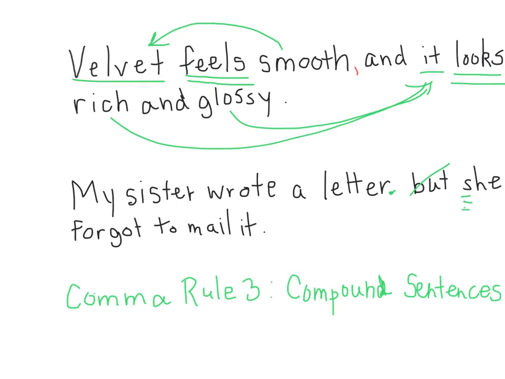So when I look at it that way, I could go back and pick out my subjects and verbs like I did on the first example, but I'm giving you another way to test whether you need a comma or not. If I have two complete sentences, my sister wrote a letter, she forgot to mail it, then I can readily see that I'm going to use a comma there. So if I keep this word but, my conjunction, and I change that period to a comma, then I have a compound sentence. My sister wrote a letter, but she forgot to mail it. All right, so there's comma rule 3.